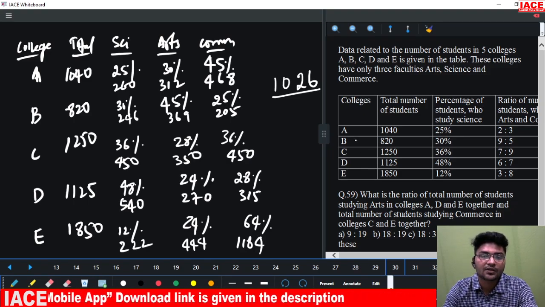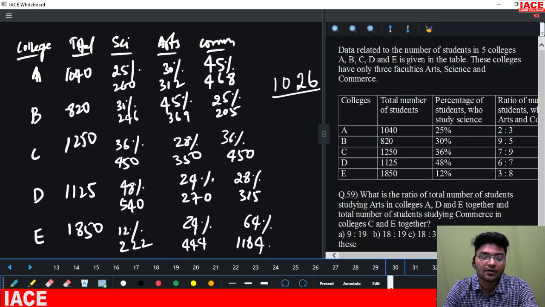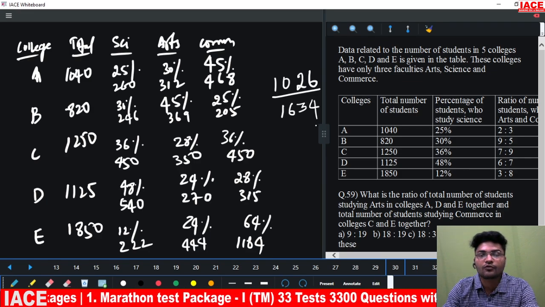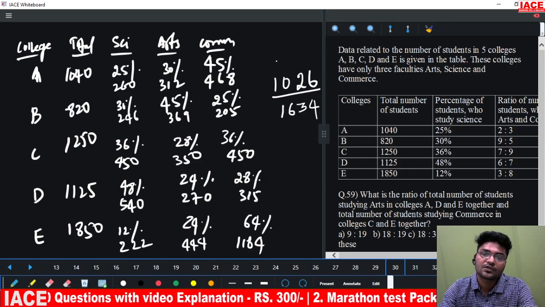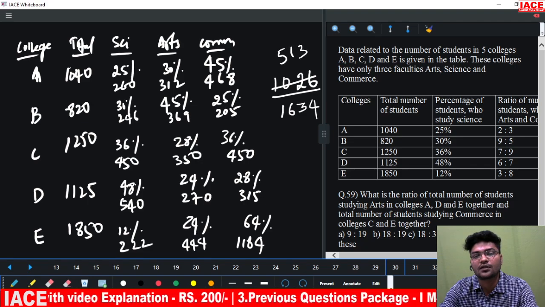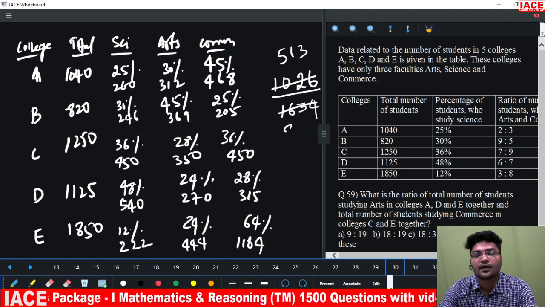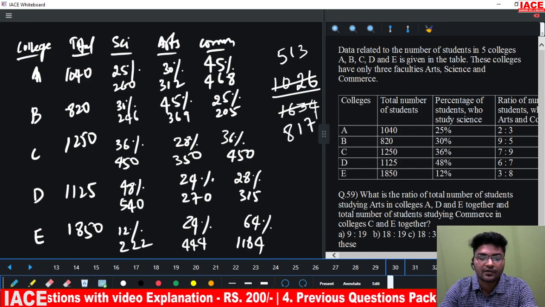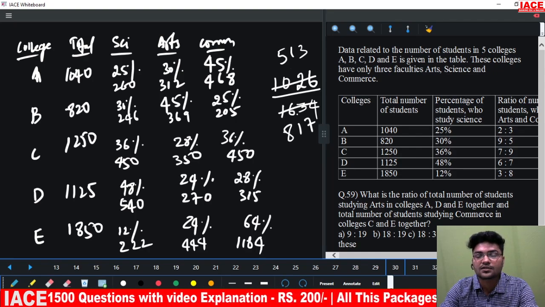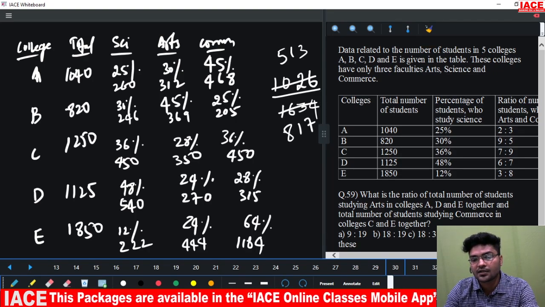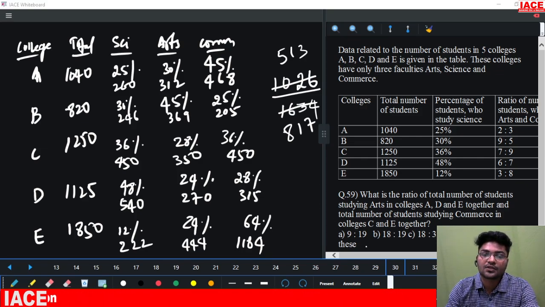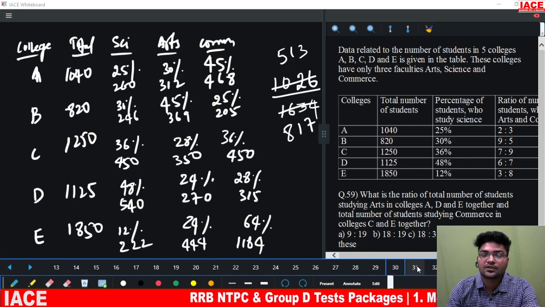Commerce in C and E together: C is 450 and E is 1184. This comes out to be 1634. Now 1026 over 1634 we can cancel out with 2, giving 513 over 817. Now 817 means further cancellation is not possible. So the correct answer would be none of these. None of these is the right option. That is option E.